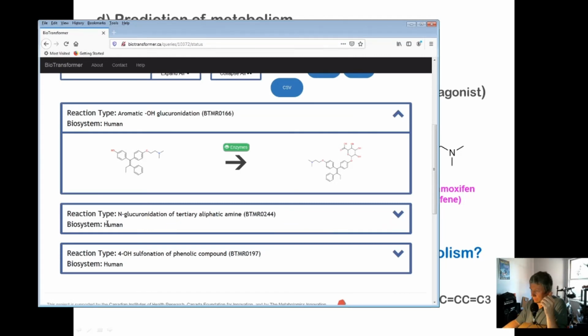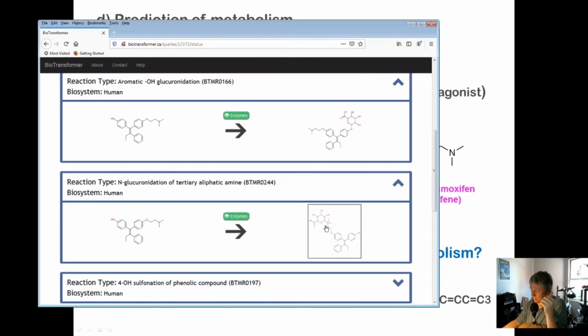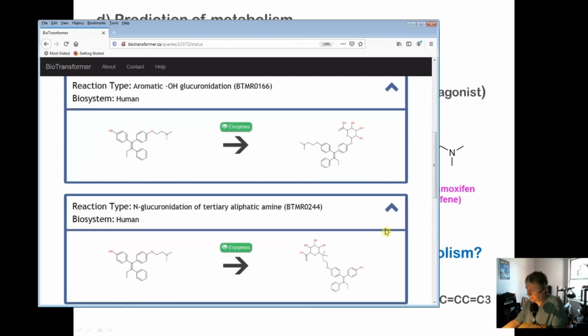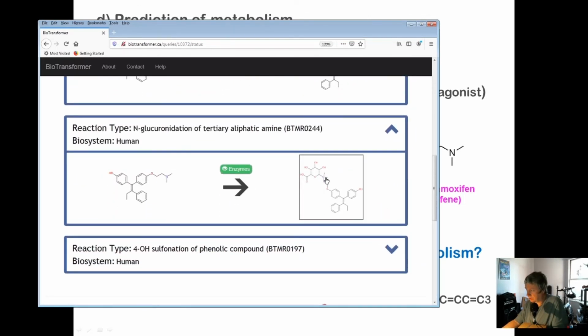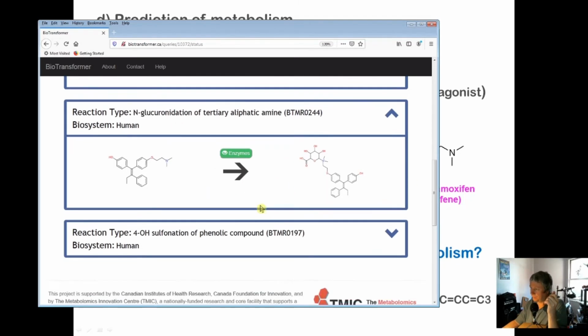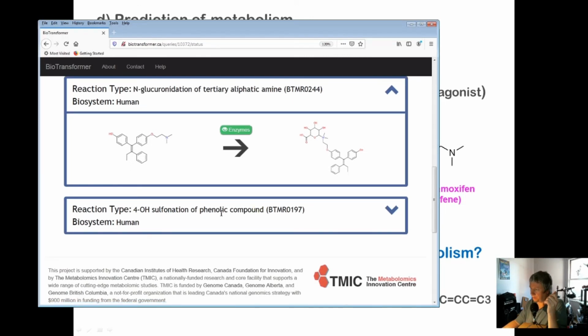It's actually predicting glucuronidation of the tertiary aliphatic amine. So the amine, the nitrogen with 3 things on it, can be glucuronidated, and it's kind of a weird structure, but it's highly polar and it'll be pretty rapidly excreted. So I hope you can see that the nitrogen on the amine got glucuronidated. Okay, and then it's also predicting sulfonation of the phenol.